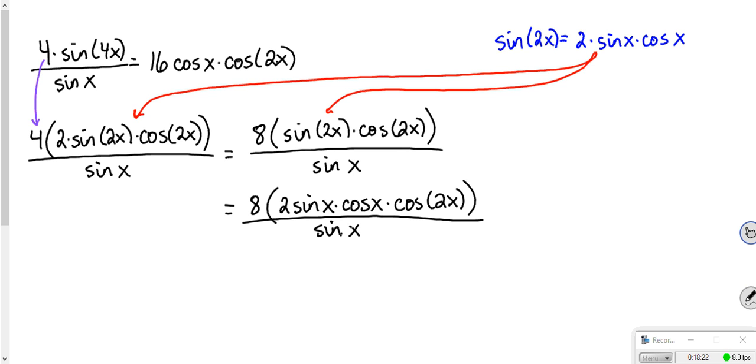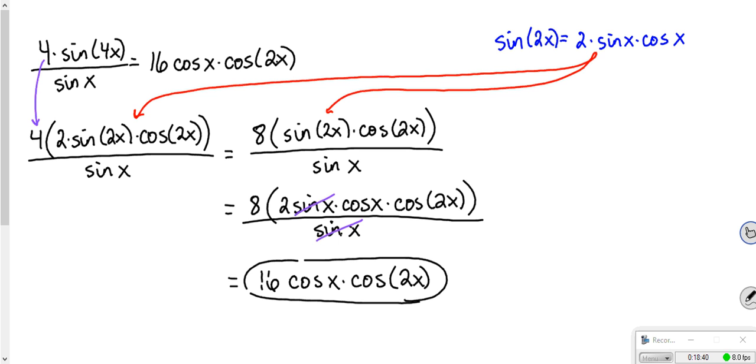Now, what do you notice? A couple of things here. First of all, my sine x's on top and bottom will cancel. And then this leaves me with 16 cosine x times cosine 2x. Okay, that's where the 16 comes from.